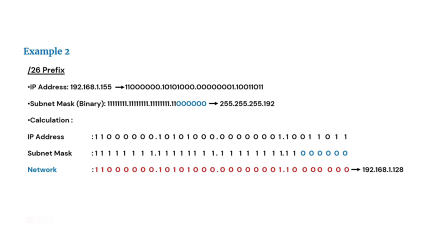a /26. This time, our target IP address is 192.168.1.155. A 26 prefix means we have 26 continuous binary ones. This fills up the first 3 octets with 24 ones, and then borrows 2 extra bits from the very beginning of the 4th octet. In decimal, adding those 2 active place values, 128 and 64, gives us a custom subnet mask of 255.255.255.192.